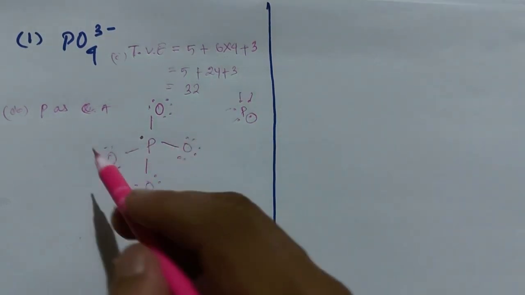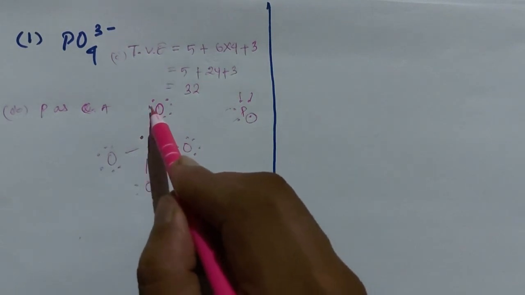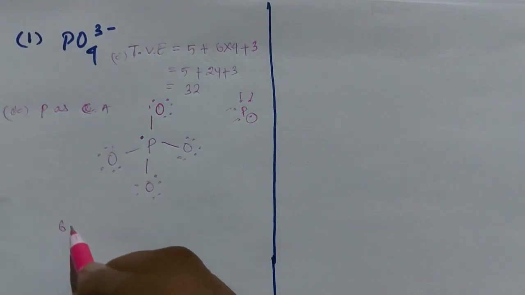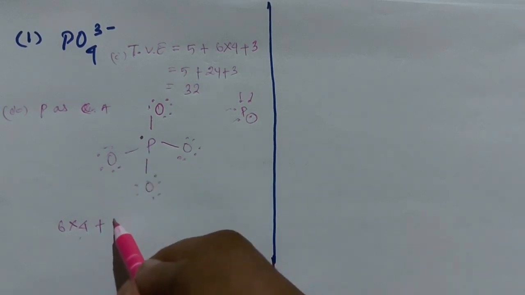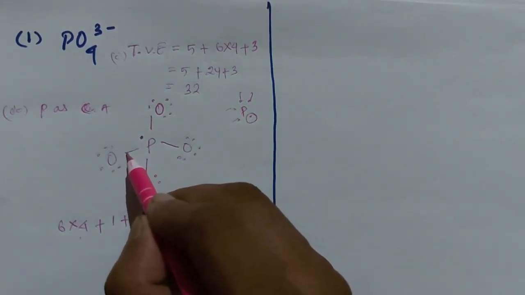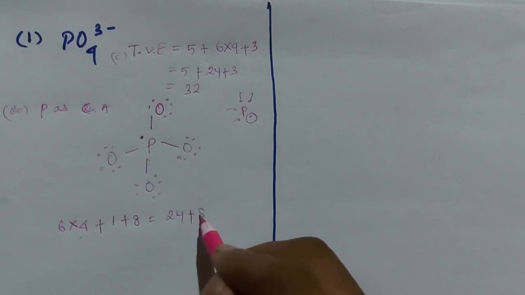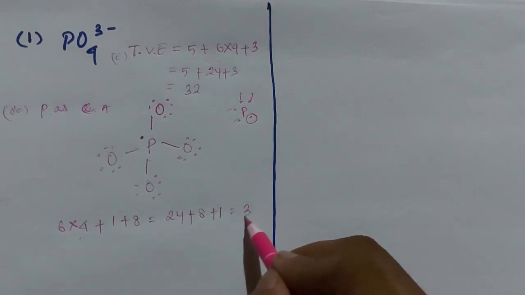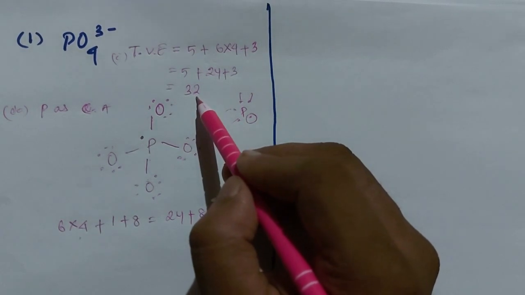Now we will calculate the total electrons, that is bonded electrons and non-bonded electrons. Oxygen has 2, 4, 6, so 4 oxygens have 6 times 4, plus phosphorus has 1 electron, plus the bonding electrons: 1, 2, 3, 4, 5, 6, 7, 8. That is equal to 24 plus 8 plus 1, that is 33.